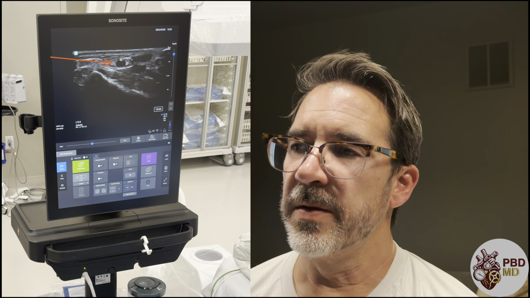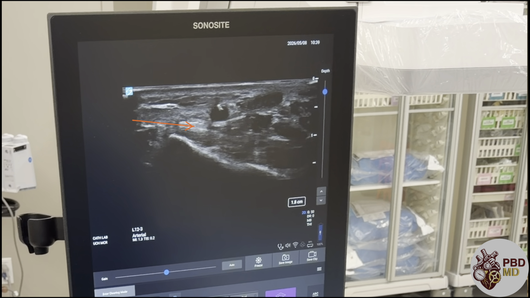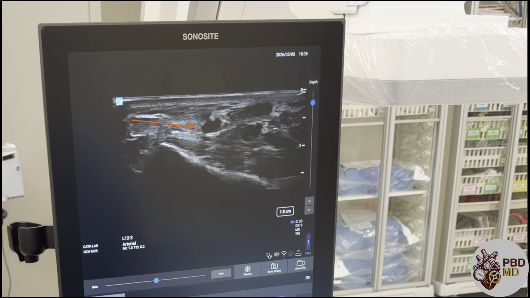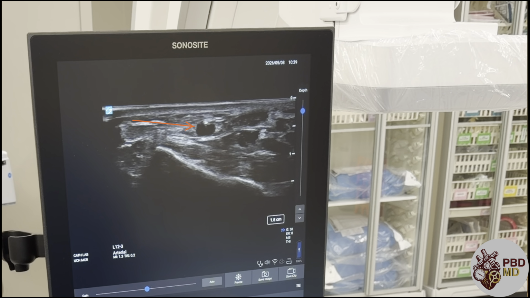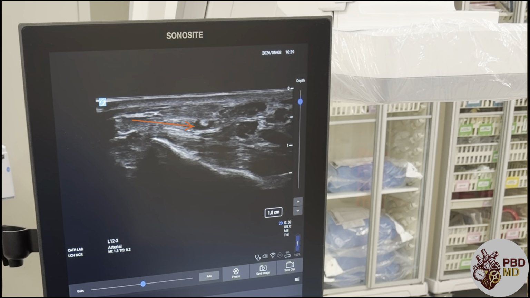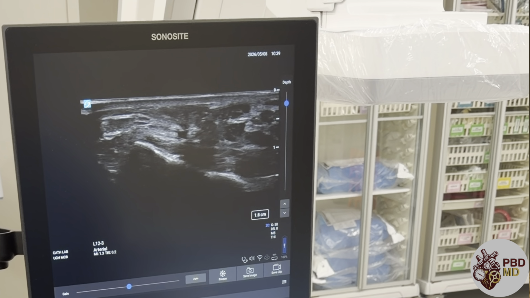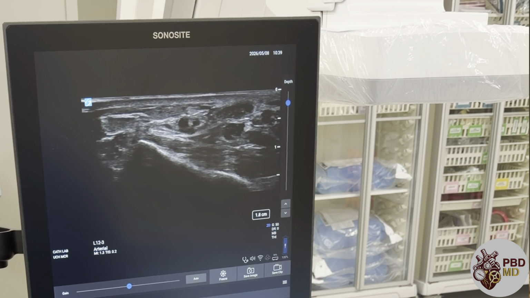And then once the area is numb, we're going to take a very small needle. It's called a micropuncture needle. And using the ultrasound for guidance, we're going to take that needle right on top of the vessel and puncture it directly. So try and minimize any trauma to the blood vessel. This is a very reliable way to get access.